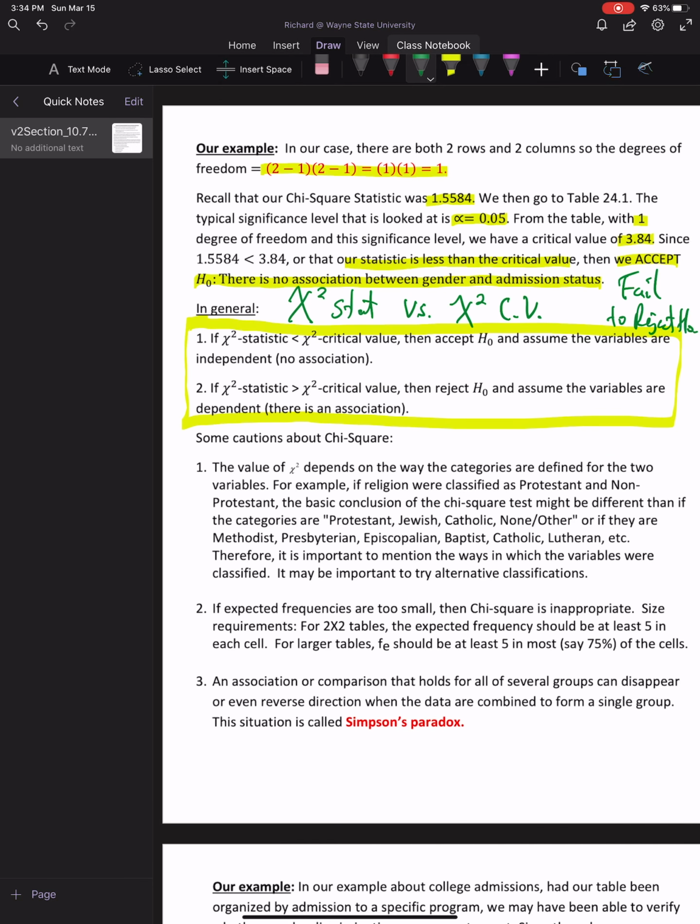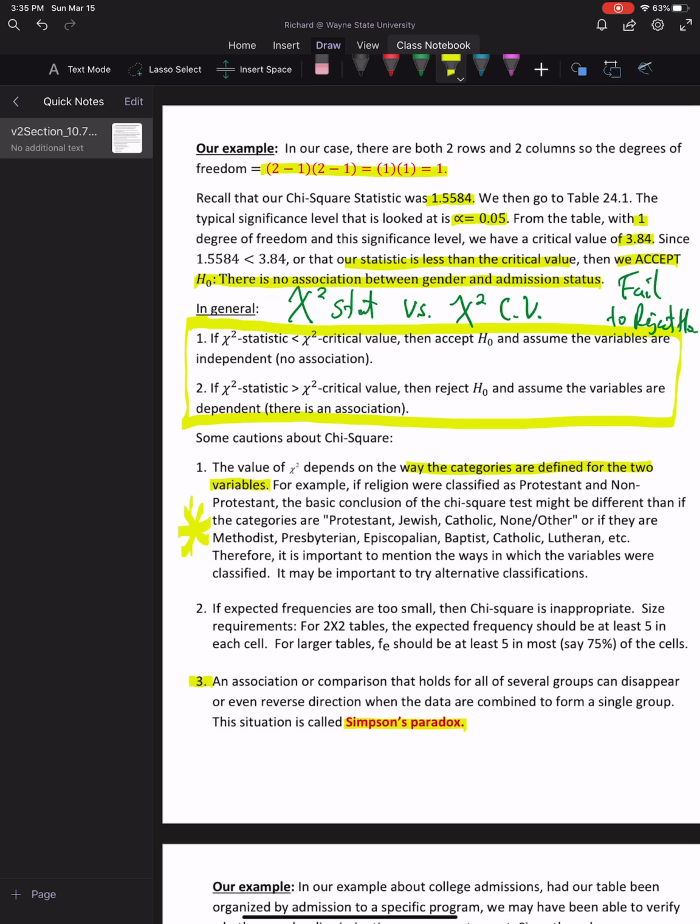Now, what follows are some cautions about the chi-square test. There is some danger, and I do want to talk about it for just a moment. Where those changes can come in is how you define the categories. You have to be careful. This example talks about religion, for example, and how you classify different religions can make a difference in this test. Then there's this third one that talks about an association or comparison that holds for all or several groups, which can actually disappear or reverse direction when the data is combined into a single group. It's known as Simpson's paradox.